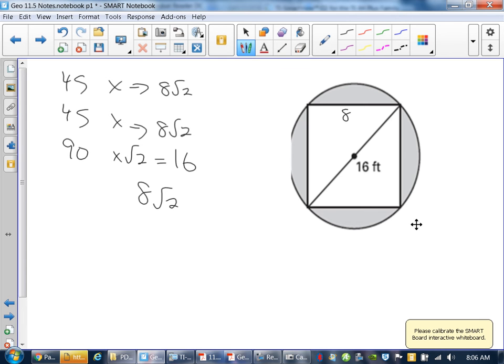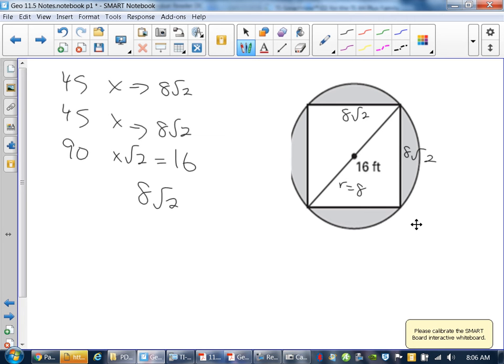That gives me my side lengths of the square. Now, if my side lengths of the square are 8 root 2, what's the radius of the circle? 8. The radius of the circle is going to be 8 because that 16 is the diameter. Everybody see that? So you have a bunch of little things that you have to piece together. When you start breaking it apart, it's not overly complicated. It's just that you have to remember a lot of material. And that's what this last month of the semester is. It's generally a boatload of review of everything you've done.